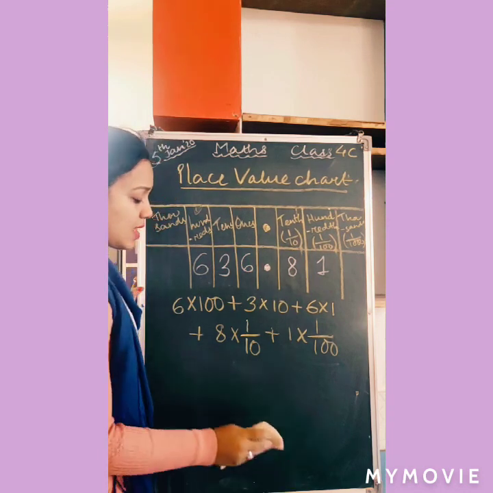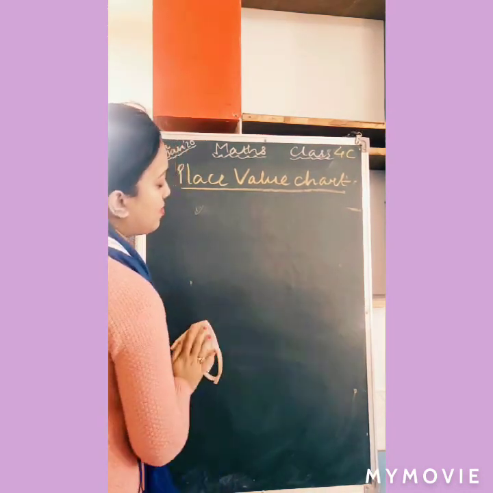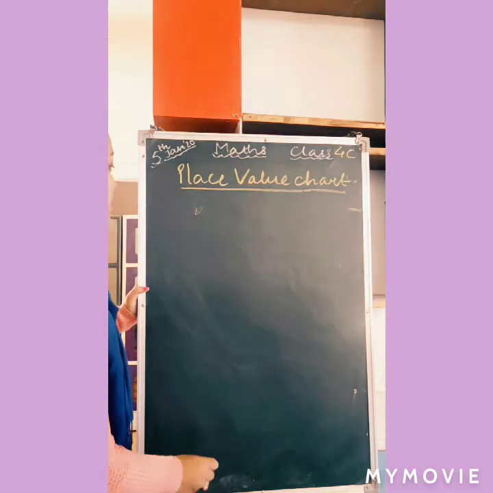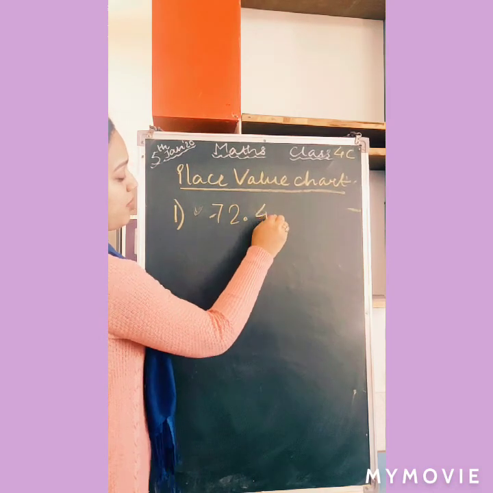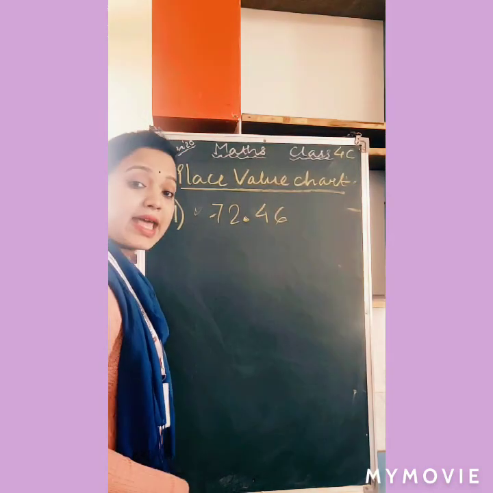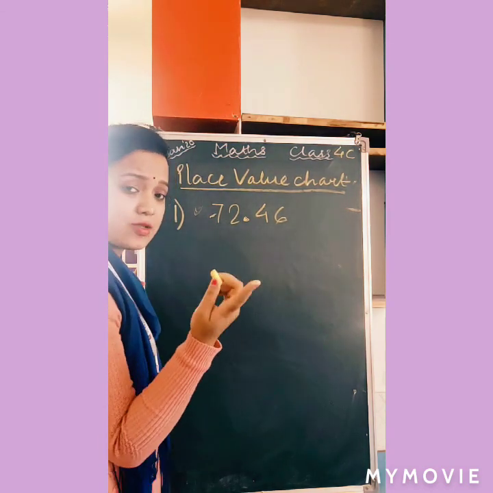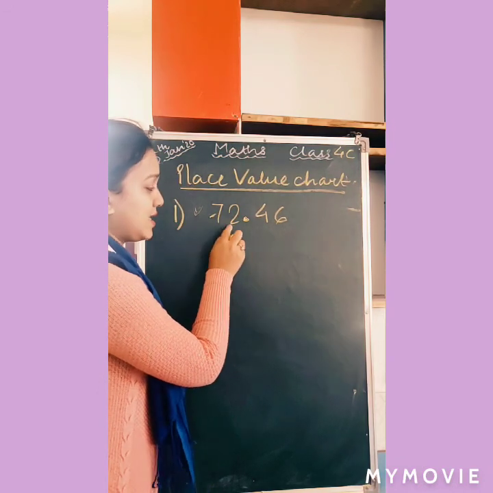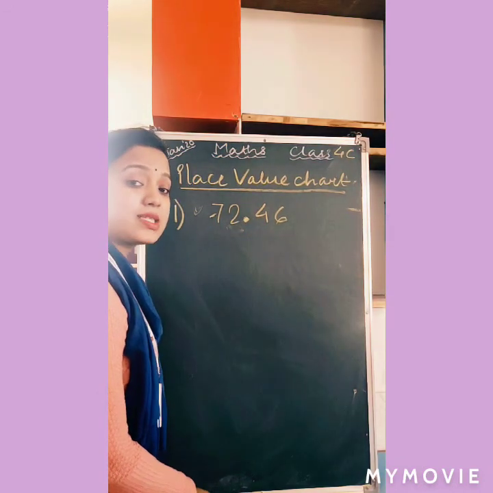Okay, now we will rub this chart and let's see how we will plot this. Suppose I give you a number 72.46. Now after the point I always know there is tenths place, it starts from tenths place and then hundredths place and so on. And towards my left of the point, it always starts from ones.